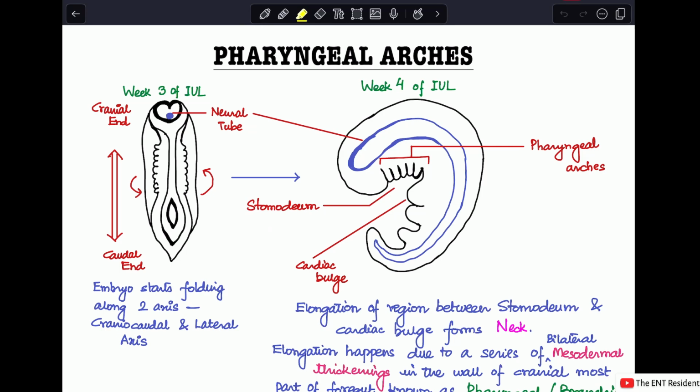Today I'll be talking about the pharyngeal arches and its derivatives. This is a long question that you get in your anatomy final papers, the theory papers, and this is also a very common Viva question that can be asked to you, like, what are the pharyngeal arches? What are pharyngeal clefts? What are pharyngeal pouches? And what are the derivatives of these things? So, today's discussion is about pharyngeal arches and its derivatives.